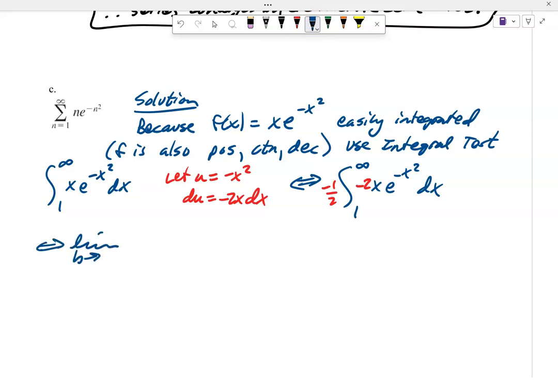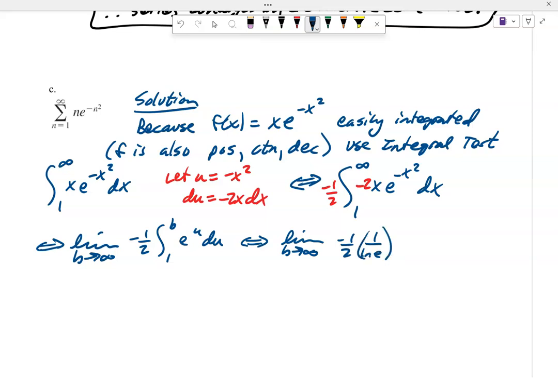This is an improper integral, so b's got to go to infinity of negative 1/2, 1 to b of e to the u du. All right. And so yeah, we can integrate this thing, and of course it meets the conditions for that test. So we've got the limit as b goes to infinity of negative 1/2. I've got 1 over ln of e. I'm integrating e to the u, so 1 over ln of e to the u. Well, u is that negative x squared, and I'm going from 1 to b.